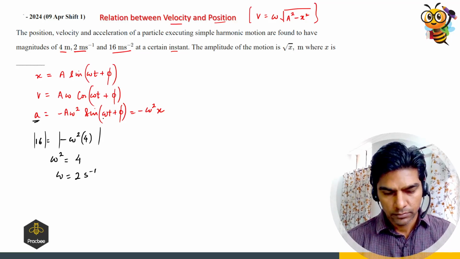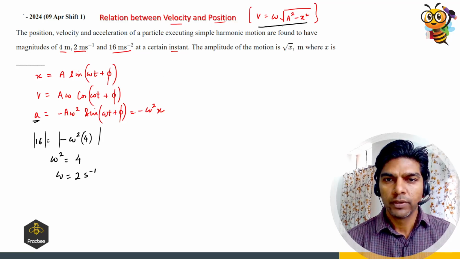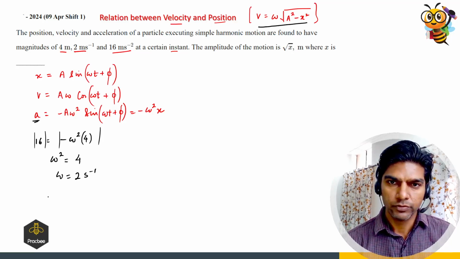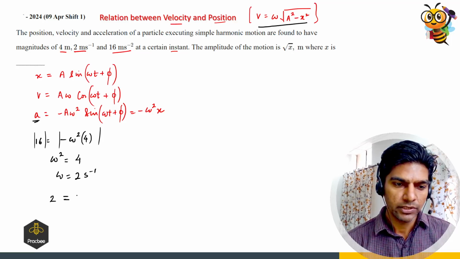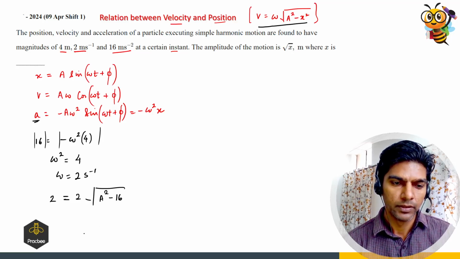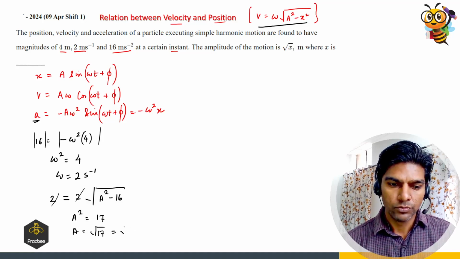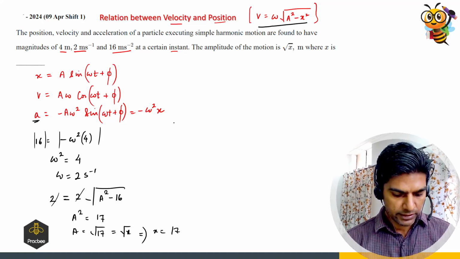Now if you look at this relation, v is equal to omega times root of a square minus x square. So if I use this relation, v is given as 2, and omega we have just calculated, it is 2, root of a square minus x square, x is given as 4, so that will be 16. So from this we can say a square will be equal to 17, so a comes out to be root of 17, and amplitude is given as root of x, so x comes out to be 17. So 17 is the answer.